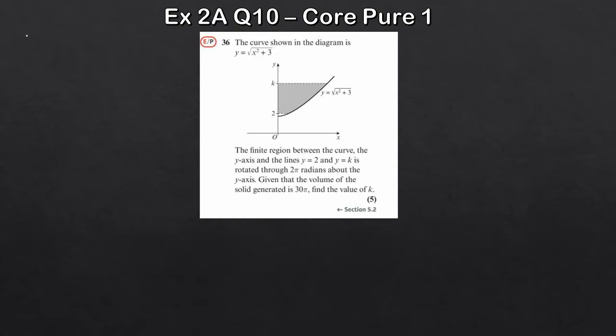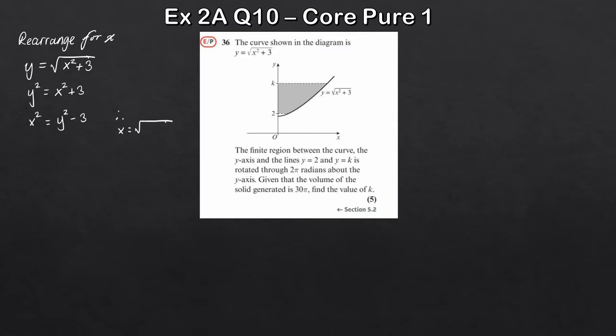So, remember, like we just did with the last one, if it's about the y-axis, we need to rearrange for x. So rearrange for x, that's the key bit of information here. Well, this is y equals square root of x squared plus 3. So now I can square both sides here, so that'll be y squared is equal to x squared plus 3. So then that will be x squared is equal to y squared minus 3. So therefore finally x is equal to the square root of y squared minus 3. Okay? So we've got it in terms of x now.